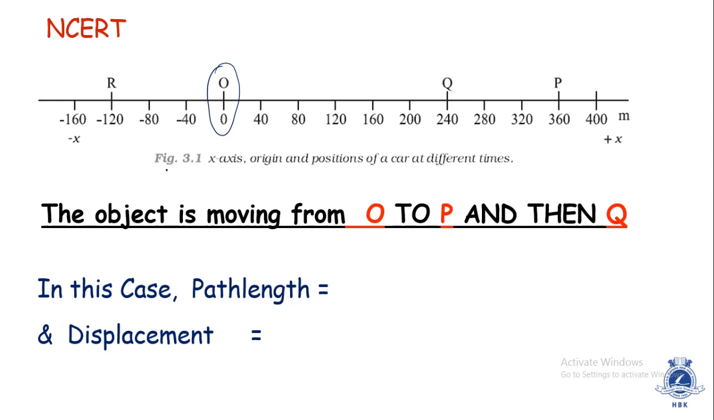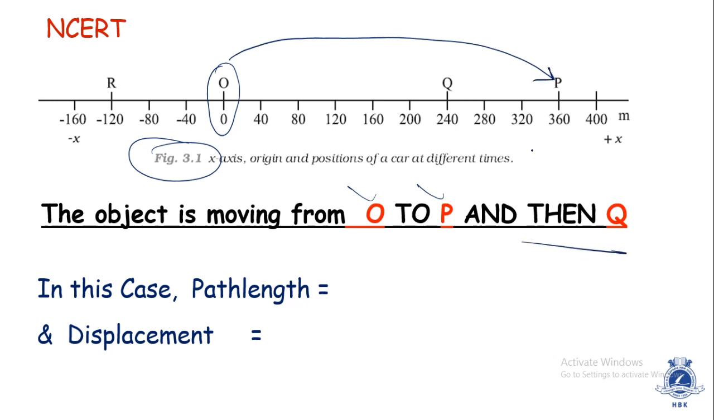See, this is figure 3.1 of our textbook. If you have a textbook, you can open the textbook and see these things. Yes, the object is moving from point O to point P and then to point Q. In this case, we have to find out path length and displacement.